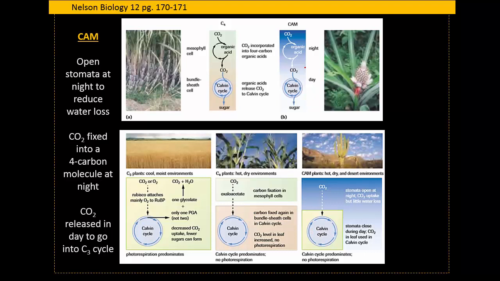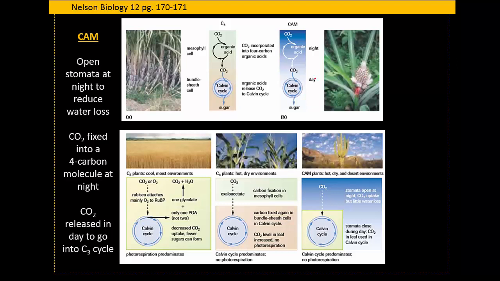Now, there is another type of photosynthetic process, which is called CAM, crassulacean acid metabolism. The A stands for acid because organic acids are going to be made, just like in the C4 cycle. But this is what's happening in pineapples and cactuses, you know, desert kind of plants.